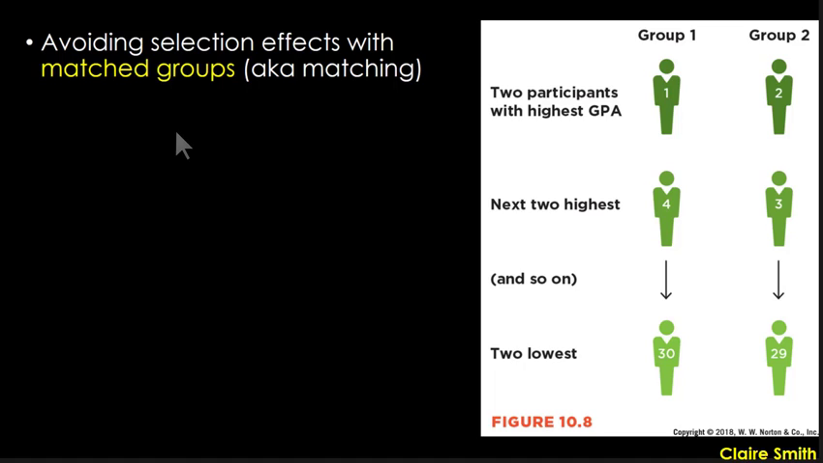So that's called matched grouping. It helps, again, avoid selection effects. In some cases you can't necessarily do this, but in other cases you can. So it's a good thing to consider.